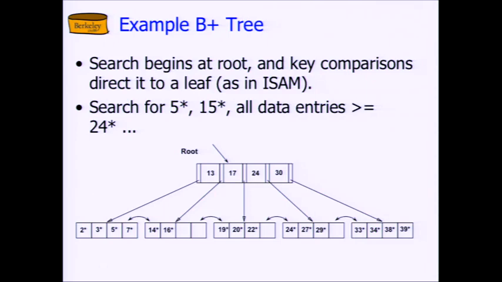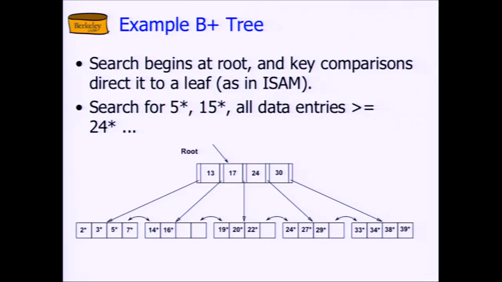If you're searching for all data entries greater than 24, you can do a little binary search on the root page to say, aha, it's greater than 24, so we go down here. Remember, the pages, when you look at them, are in RAM. Our buffer pool is where we see these pages. So we access the root. The root page gets loaded into the buffer manager, and now we're looking at a page-sized block of RAM. We can do binary search within the page.